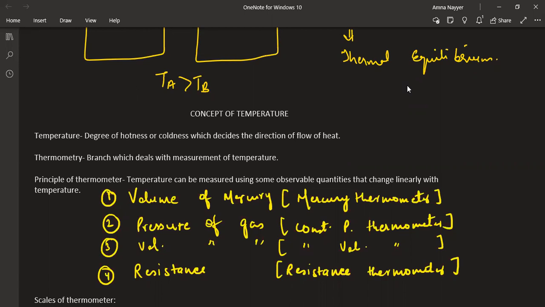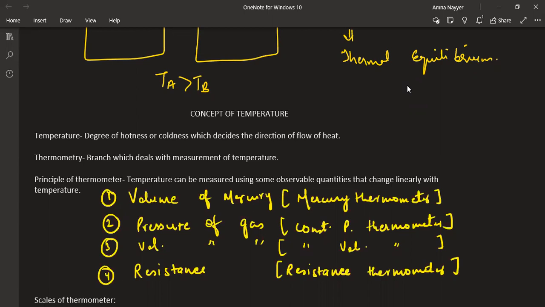So heat's direction is determined by temperature only. And this entire branch of physics which deals with the calculations and the directions of heat and temperature is known as thermometry. And the device that measures temperature is known as a thermometer. Thermometer working is based on just a few types of physical quantities like volume and pressure.